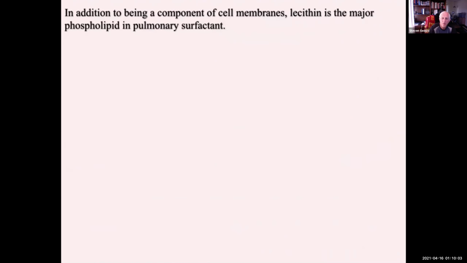So in addition to being a component of cell membranes, lecithin is a major phospholipid. Surfactant is the phospholipid that coats the lungs when an infant is born. We talked about that already in this class, and we talked about it in anatomy. But surfactant is, when an infant's born, it's got to open the lungs up because they haven't been using their lungs. And think of a balloon.